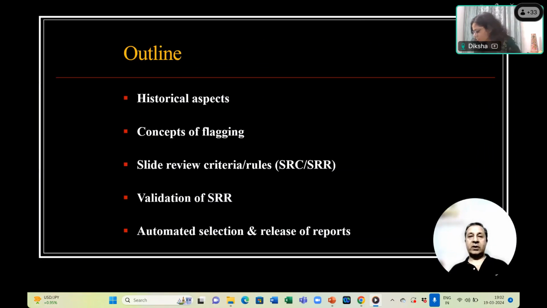So let's get going. This is how I have defined my talk today. We'll be talking about a few historical aspects. We'll talk about concepts of flagging. We'll discuss slide review rules or slide review criteria that they are usually called. We'll talk about the concepts of validation of slide review rules, and we will also talk about automated selection and release of reports.